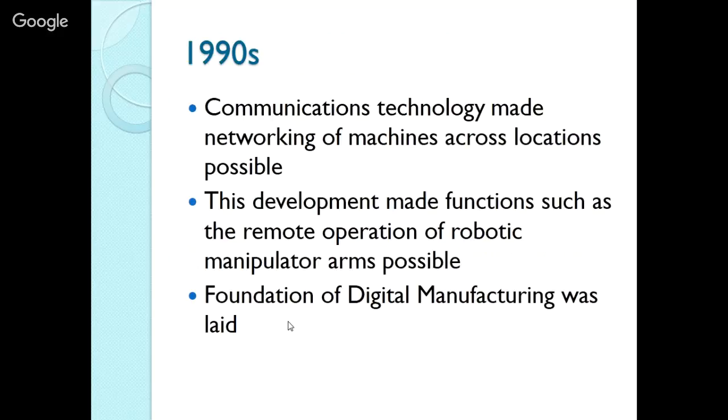In the 1990s, the internet came in a big way. Communication technology, with the advent of ICs, optical fibers, wireless area networks, etc., progressed a lot, and it made networking of machines across locations, across different cities, different countries possible. This development made functions such as remote operation of robotic manipulator arms possible. So in a nutshell, we can say that by the 1990s, the foundation of digital manufacturing was laid.